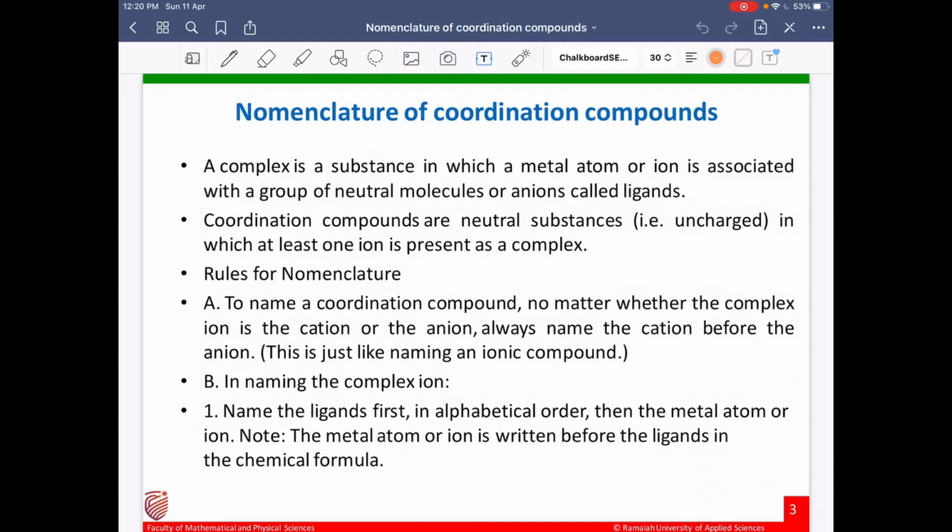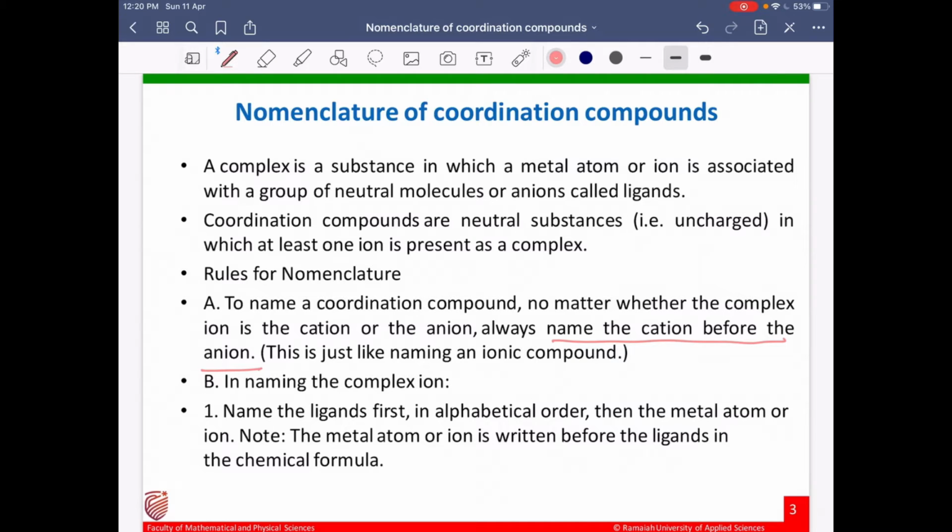Rules for nomenclature. First, I will discuss the rules for nomenclature of coordination compounds. After that, we will take a few examples and study how to name the coordination compounds. To name a coordination compound, no matter whether the complex ion is the cation or the anion, always name the cation before the anion, like how we name an ionic compound. First cation, second anion. That is, no matter whether the complex ion is the cation or anion, every time we should start naming the cation first, followed by the anion.